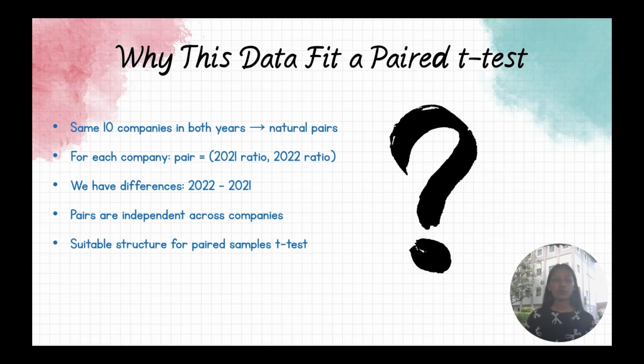Finally, this slide explains why our data fit the paired samples t-test. We use the same 10 companies in both 2021 and 2022. The pairs from different companies are independent and the ratios are continuous data. Because of this structure, our sample is suitable for a paired samples t-test. Next, we move to the calculation part where we use these numbers to find the test statistic and make decisions.